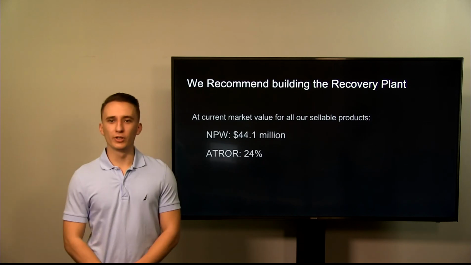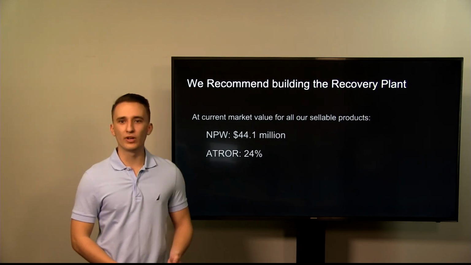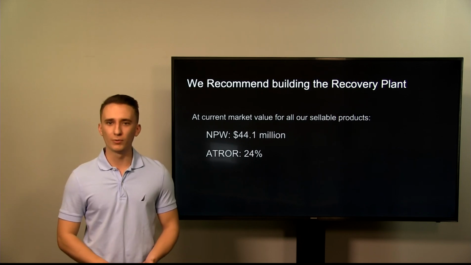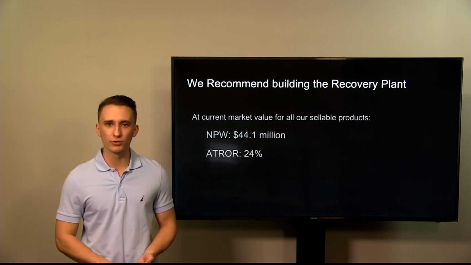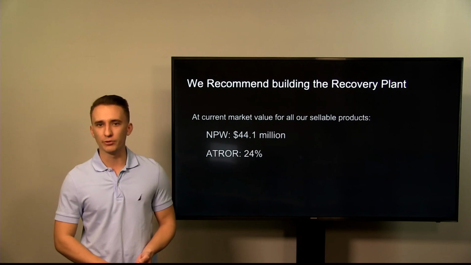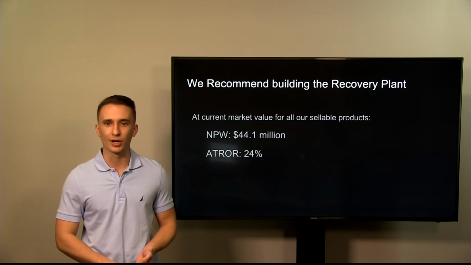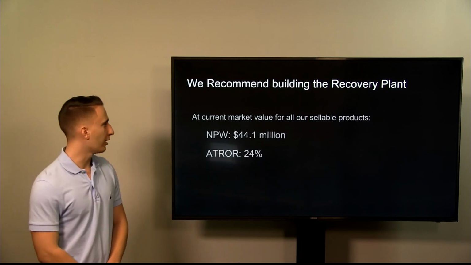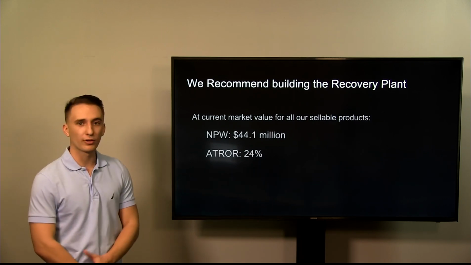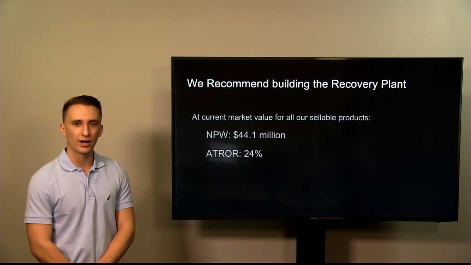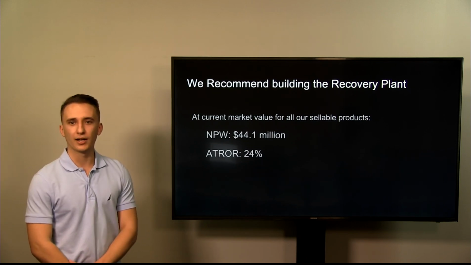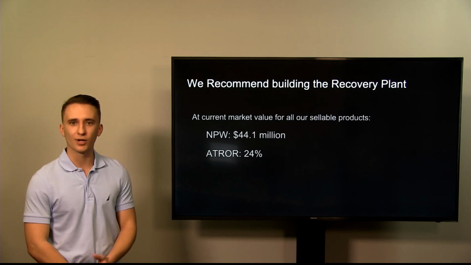So in conclusion, we were presented with a challenge. We had 2 waste streams coming out of our existing acetone plant, and we had 3 options from this. 1 was to sell direct to Wasteco, 2 was to use the streams as fuel to lower utility costs, and 3 was to build an acetone recovery plant, which we recommend doing. After our cash flow model, we found that our net present worth currently is $44.1 million, and our after-tax rate of return is 24%. These fall within the guidelines of a proposed successful project, so we recommend building the plant. Thank you.